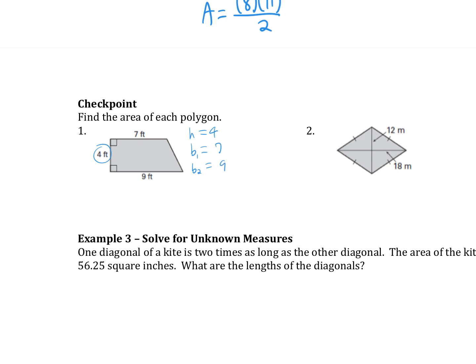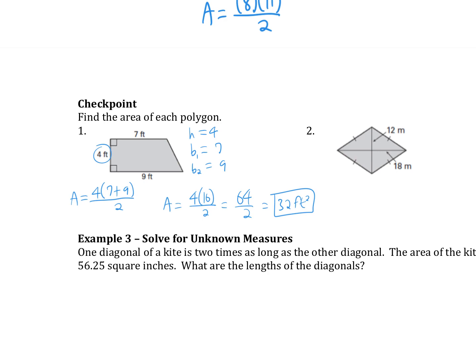If you didn't get those numbers, go ahead and give the formula a try. So the area is going to be the height on top, which is 4, times base 1, which is 7, plus base 2, which is 9, all over 2. So 4 times 16 is 64 over 2, which equals 32 square feet. That's the area. And by the way, area is the inside of the shape. I should have mentioned that a while ago. I apologize.